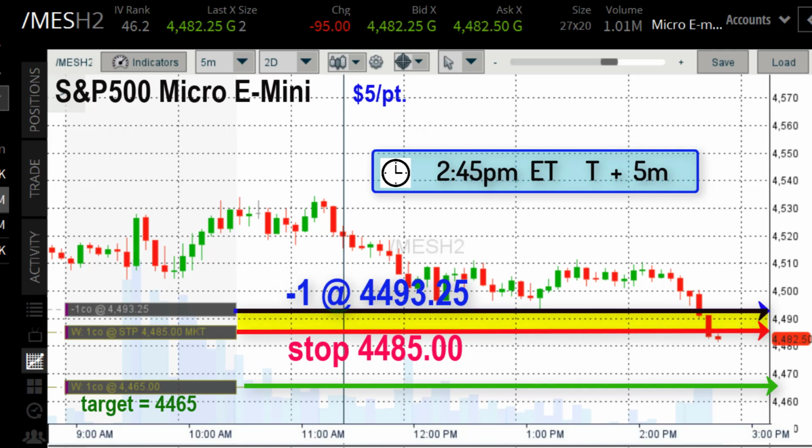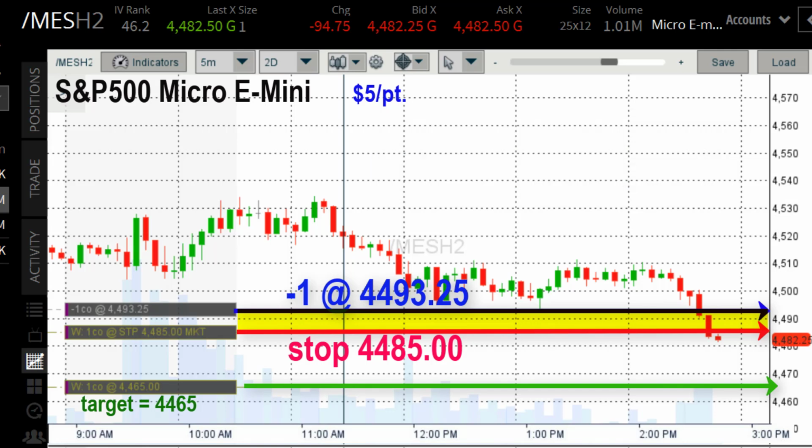Okay, I'm going to let you do the math this time. How much profit do I have locked in on this trade right now? 44.93 1/4 minus 44.85 is 8 1/4 points. $41.25. And we're trading 44.8275 down there. We're only 1.5, 2 points away from being stopped out on the trade.